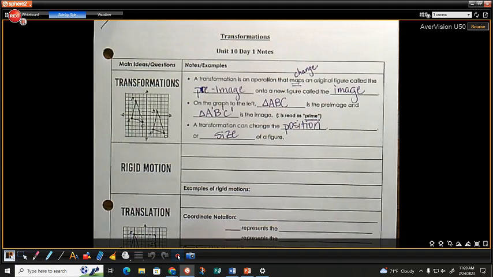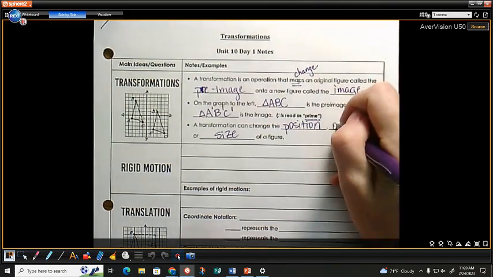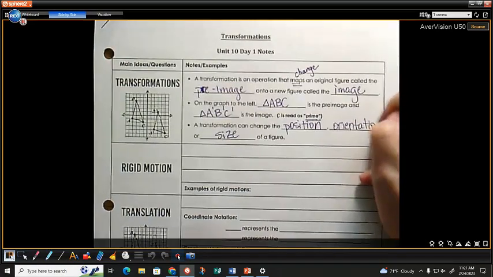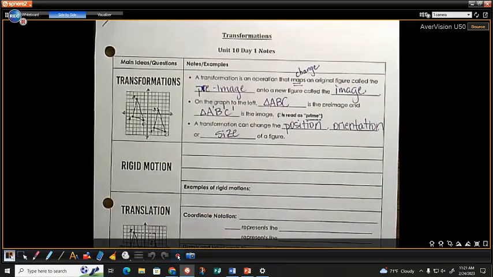Orientation. Orientation would be that. So it's orientation, the way it's pointing. Okay? And so if it started pointing up and it stayed pointing up, you haven't changed its orientation. But if it started pointing up and now it points to the side, you've changed its orientation. And so those are all different things you can do. Okay?